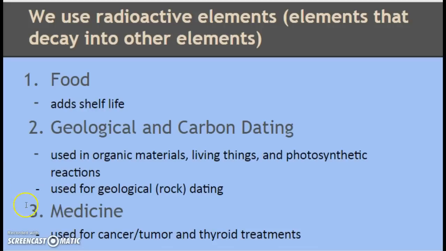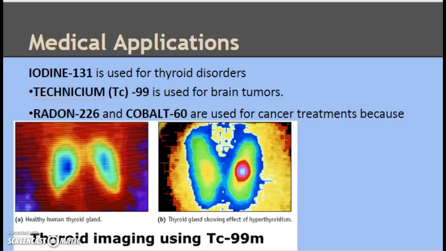Our third thing that we're going over is medicine. So, medical applications used for thyroid disorders, brain tumors, cancer treatments. Here's thyroid imaging showing one with hyperthyroidism versus a healthy one. So you see a major difference.